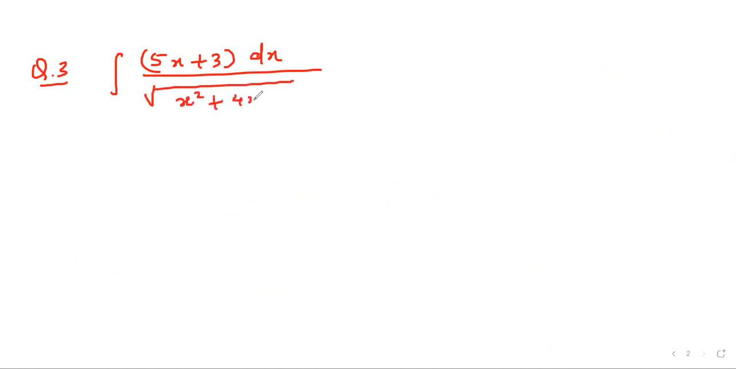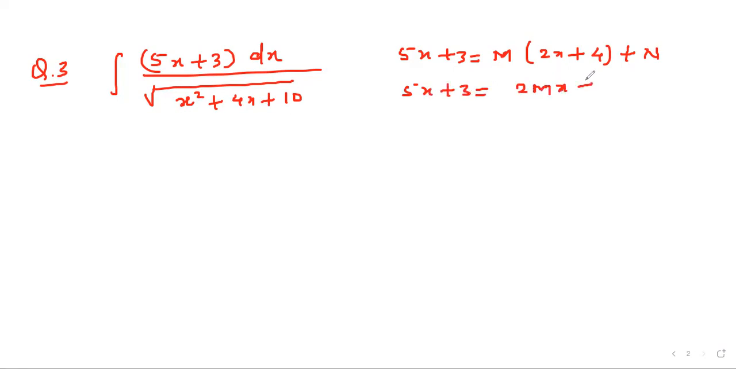Consider question number 3. Integration 5x plus 3 dx divided by root of x square plus 4x plus 10. So let's write 5x plus 3 equal to m times derivative of this, that is x square will become 2x and 4x will become 4. So 2x plus 4 plus n. So 5x plus 3 equals 2mx plus 4m plus n.